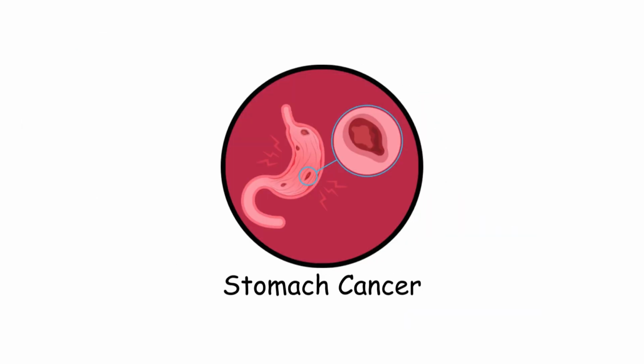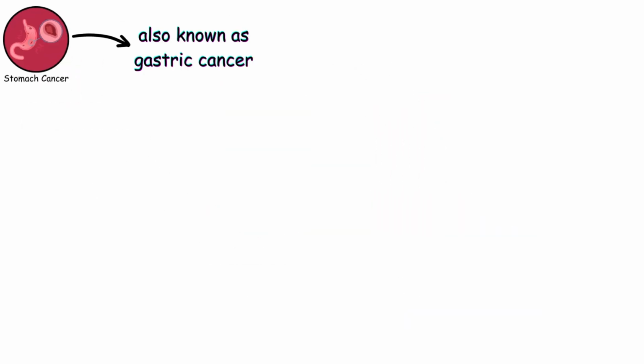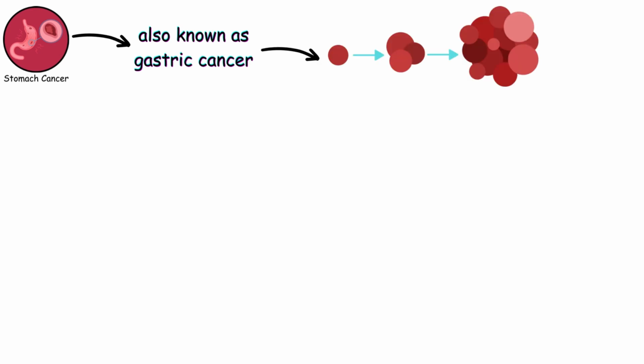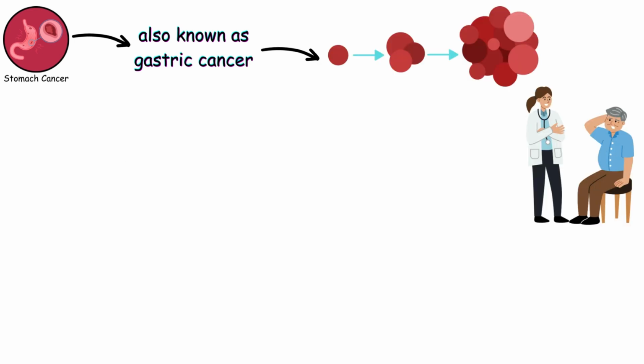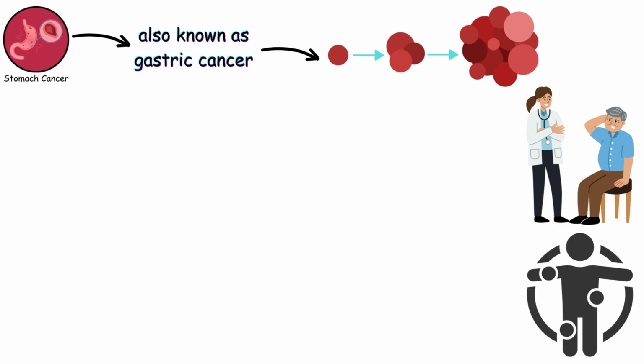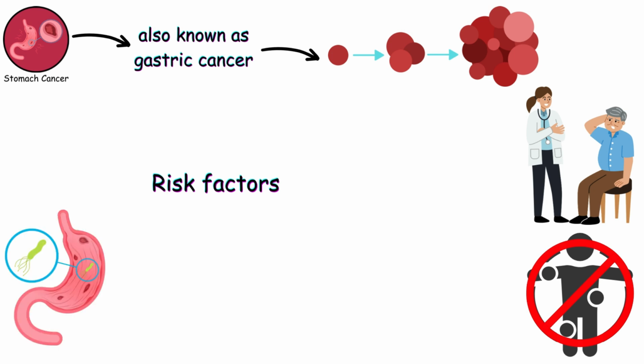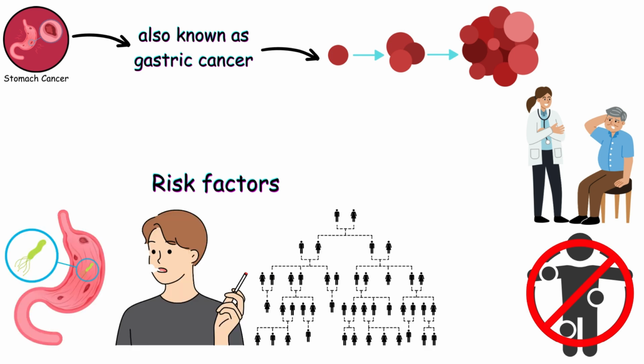Stomach cancer. Stomach cancer, also known as gastric cancer, is the growth of cancerous cells in the lining of the stomach. It is often diagnosed at an advanced stage because early-stage stomach cancer typically doesn't cause symptoms. Risk factors include infection with Helicobacter pylori bacteria, smoking, and a family history of stomach cancer.